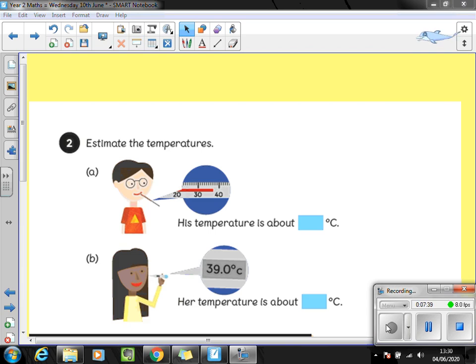And question 2 of our guided practice. You've got nice, clear images here, so I won't show you the other thermometer. Question 2a, estimate the temperatures. His temperature is about how many degrees Celsius? And question B, her temperature is about how many degrees Celsius? We've got a traditional thermometer there and a digital thermometer, which lots of you probably have at home in your first aid kit. Which one do you think is easier to read and why?